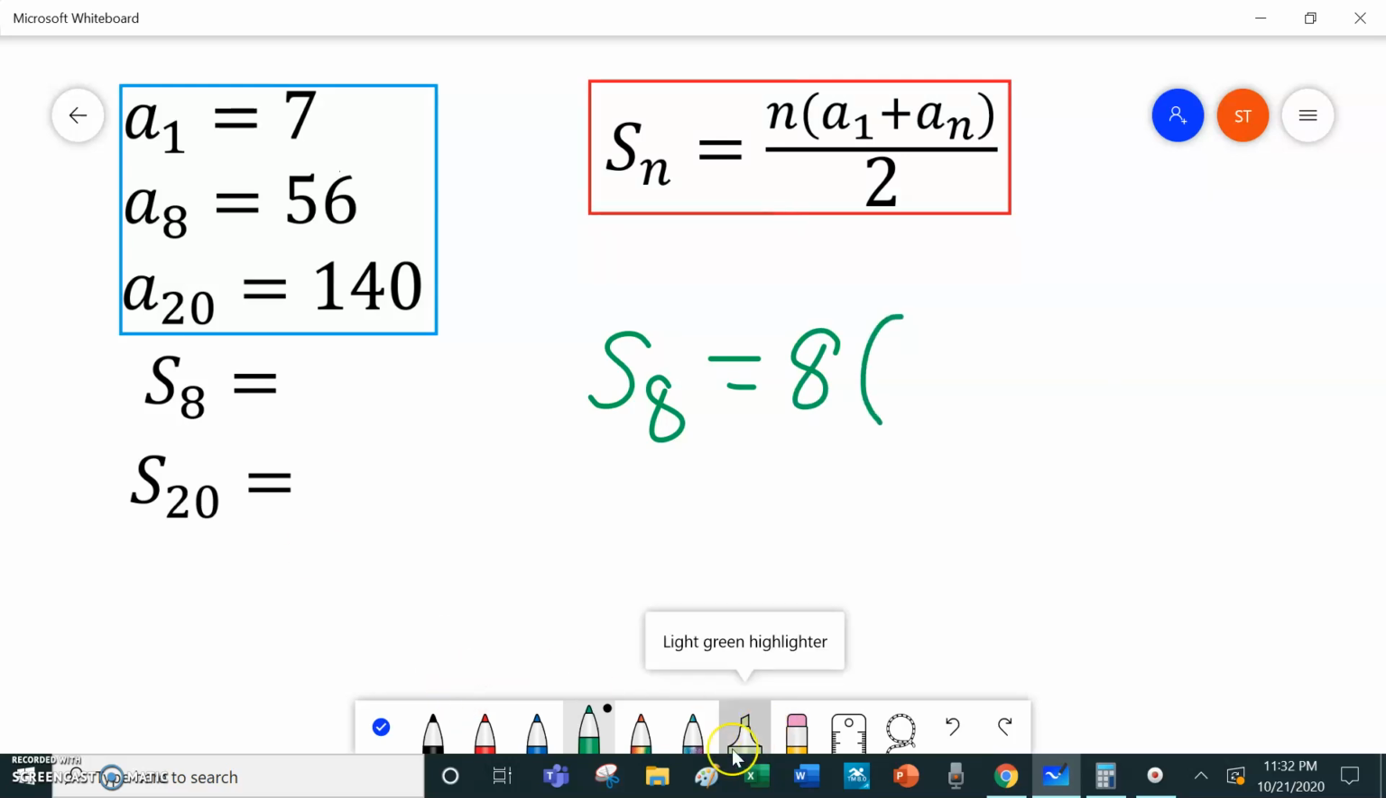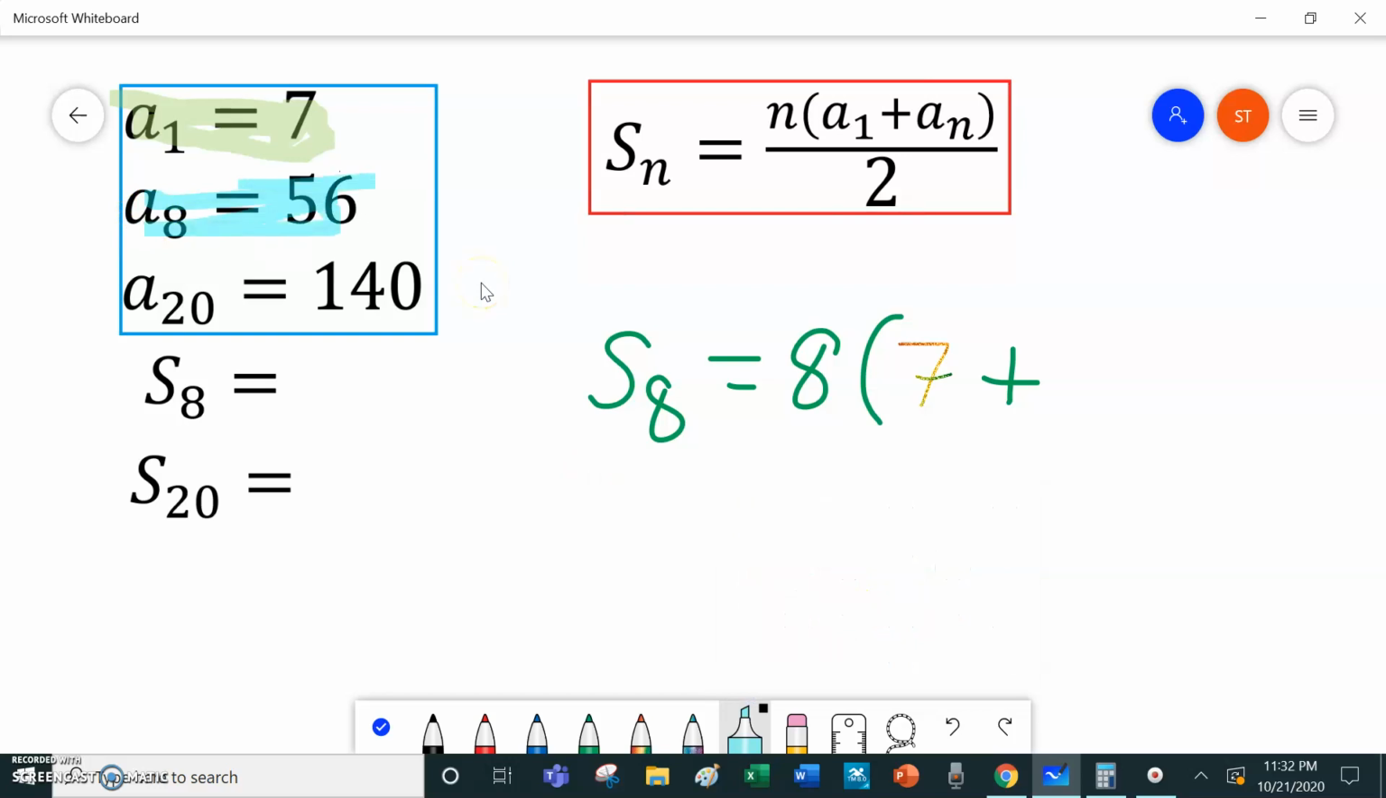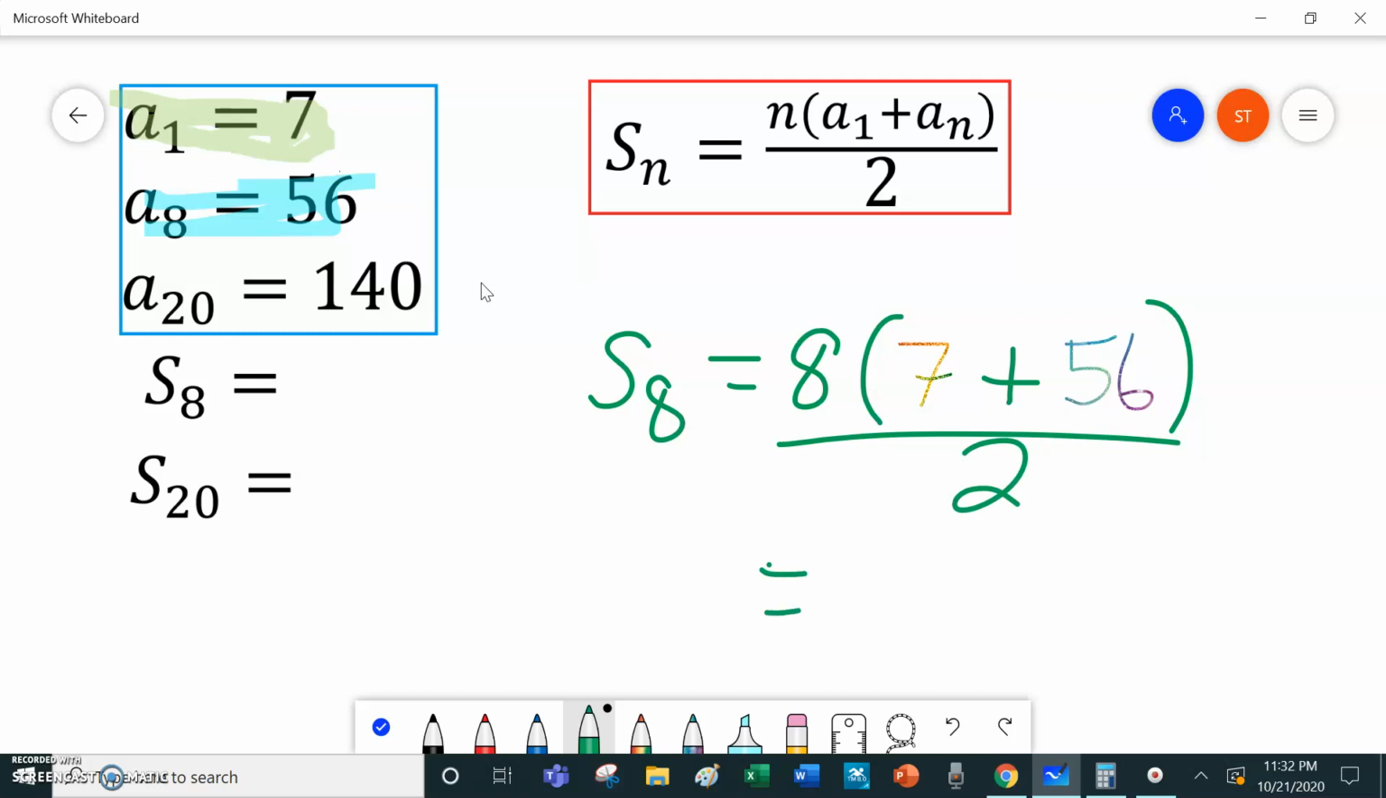A1 is 7 as indicated in our information box. So I'm using my 7. I'm adding an, my 8th term, which is here. So I'm using 56. So 7 plus 56, all divided by 2. So now I can do my parentheses. 7 plus 56 is 63. I have 8 times 63 divided by 2.